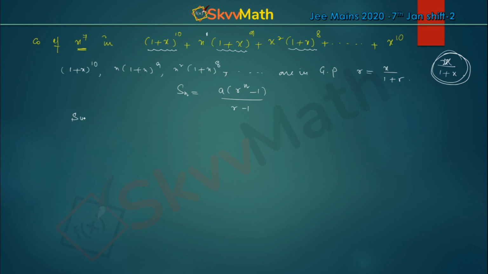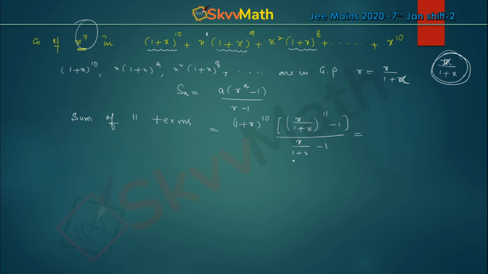So first I will simplify this, then I will find the coefficient of x^7. We have 11 terms, so n equals 11, and a is the first term, (1+x)^10, times r^n. Now r is x/(1+x). This is (x/(1+x))^11 minus 1, divided by r minus 1, so x/(1+x) minus 1.